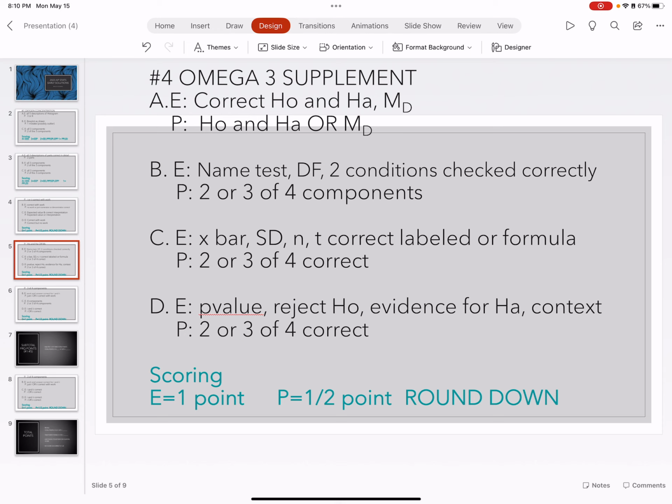So you need all of those, the ones I just listed, x-bar, SD, N, and T, to be correct, labeled, or in a formula. If you only had 2 or 3 of those particular ones correct, that would be a P.